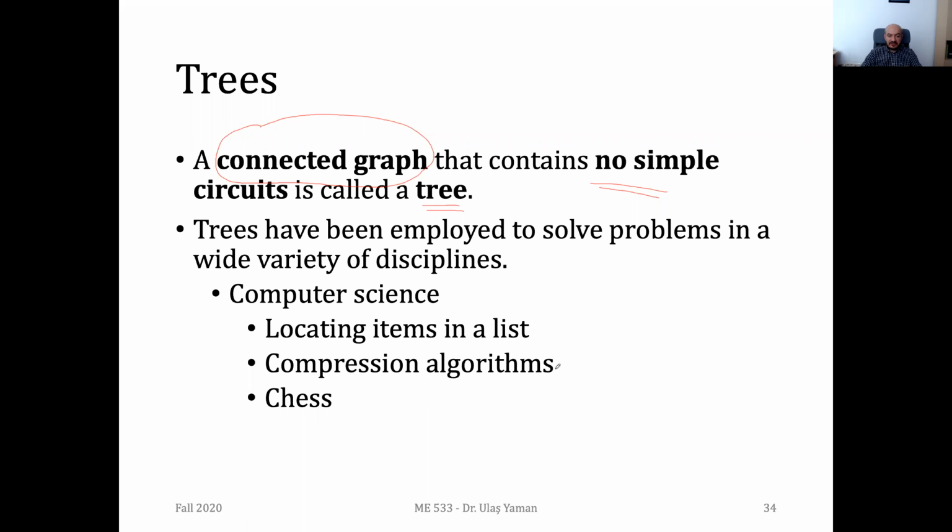Or we may use it for chess. So what we do in chess, you may have many options. So from these options, you may have another option. So if you play this game, the right game, and then you may have other options, another one. So that's why you can implement an algorithm for chess problems using trees.